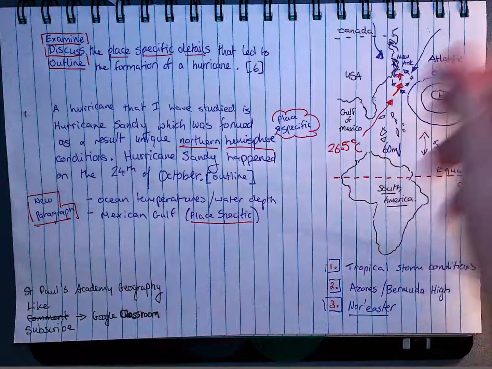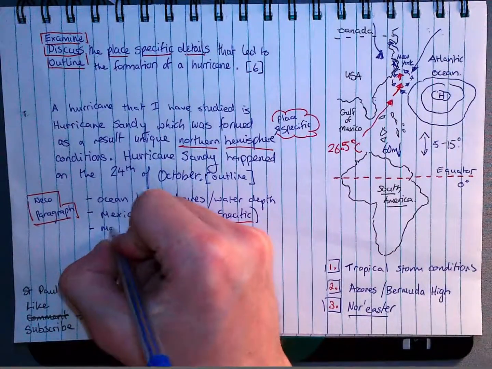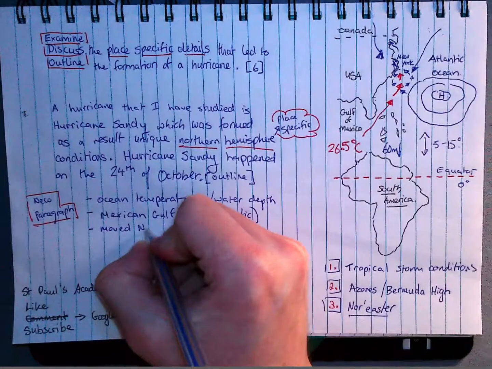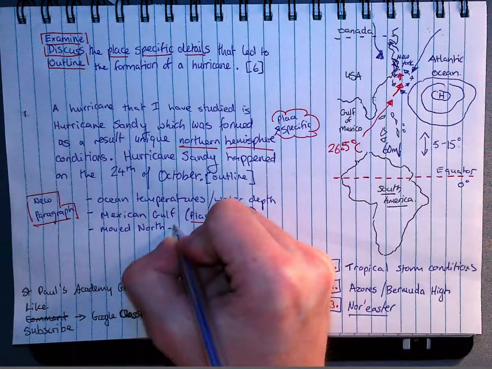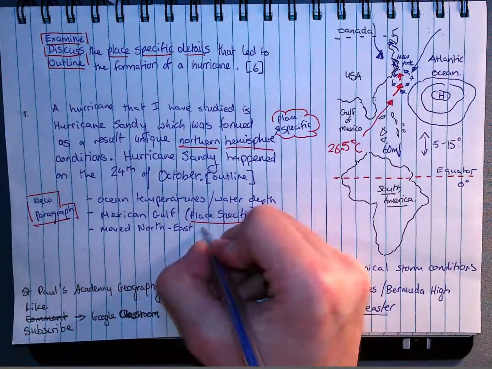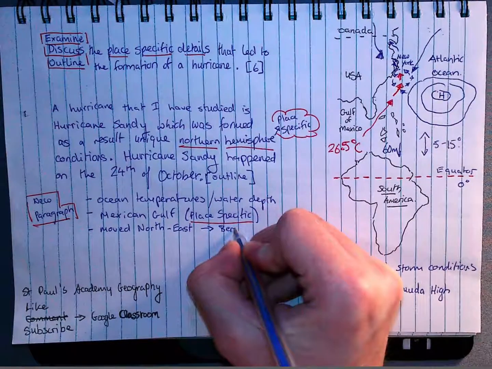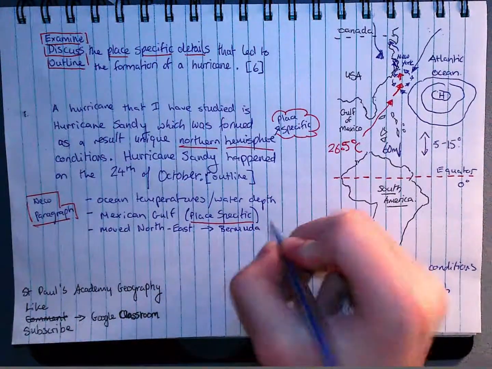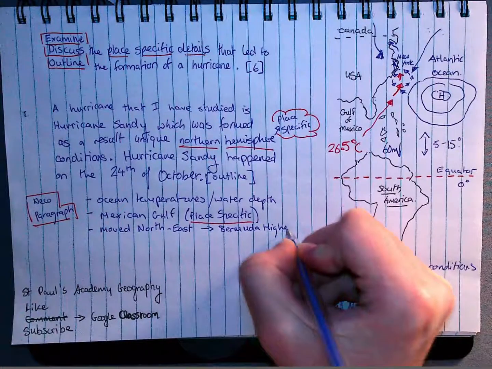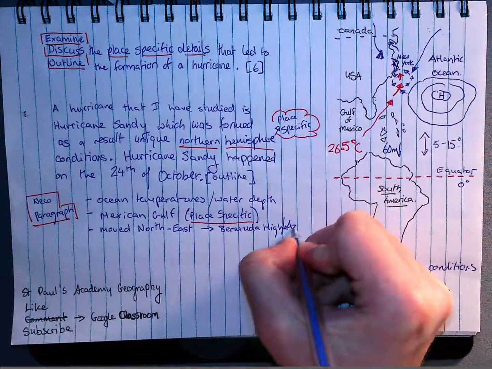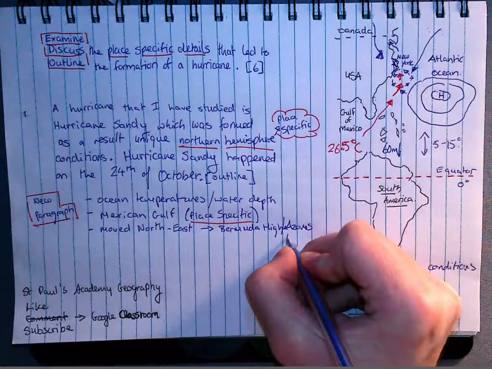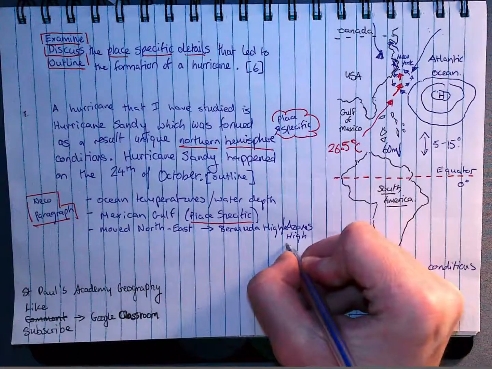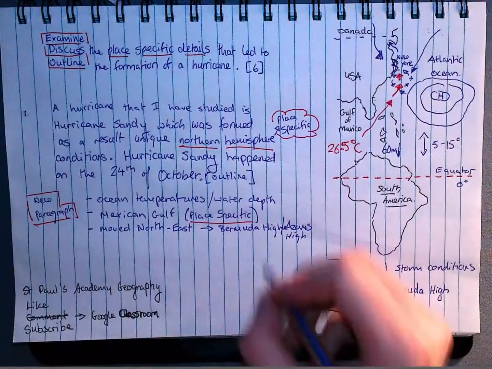We're going to say it moves northeast towards the Bermuda High. And another name for the Bermuda High is the Azores belt of high pressure. And that's in the Atlantic Ocean. So again, another place-specific detail that we can mention.